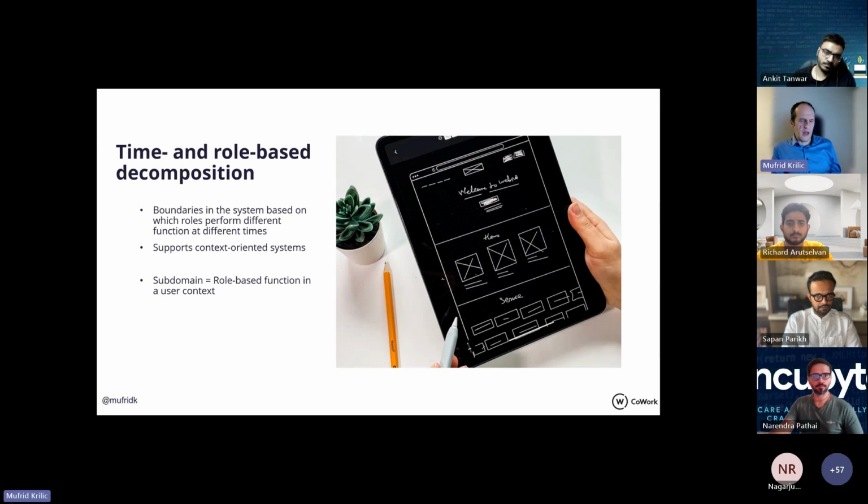How about the notion of time? Can we model time explicitly? So can we find boundaries on the basis of which roles perform different functions at different times? So now we are approaching a user context. We are asking our users, what is the context in your mind, your mental model context, that you are employing to perform a specific function? And context is very time sensitive. So let's see if we can use the notion of time to find a different model.